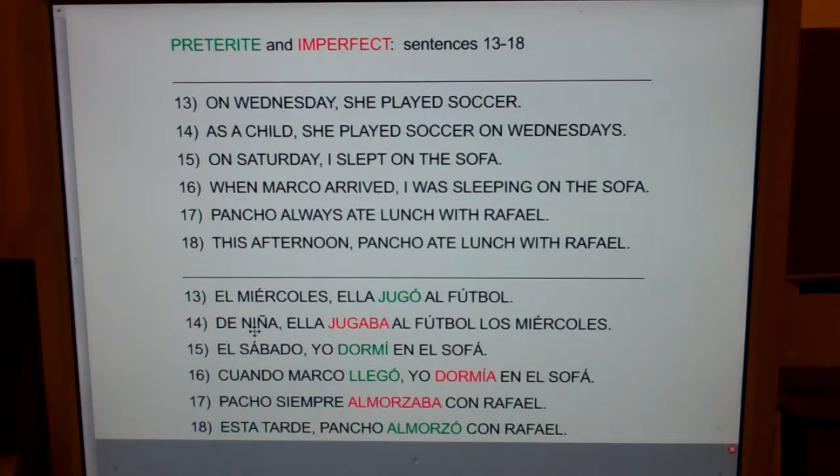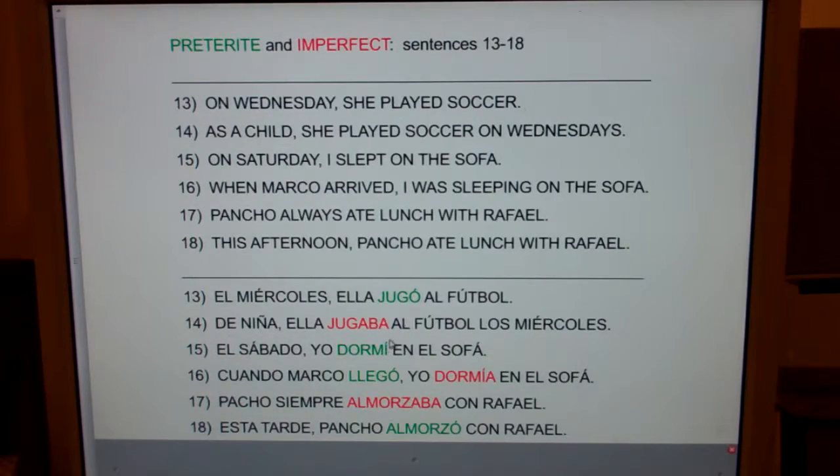We say it is 2 o'clock. They say son las dos. They are the 2. We say on Tuesdays or on Saturdays. They say the Tuesdays or the Saturdays. Now, Mr. Holt, why is it preterite? One letter. Because she played soccer one time on Wednesday.